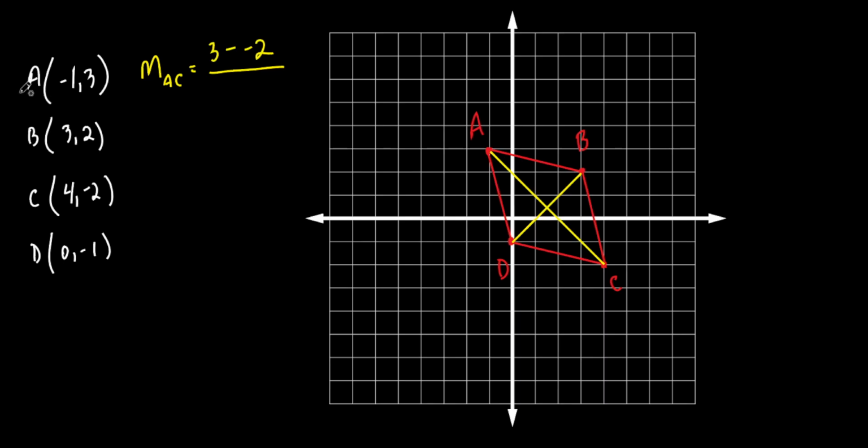-2. See what I'm doing? I'm doing AC. I'm doing these two right here. So I take the y's and I subtract them. It doesn't matter what order you subtract them in. I'm just going to go this first one minus the second one. 3 minus -2.